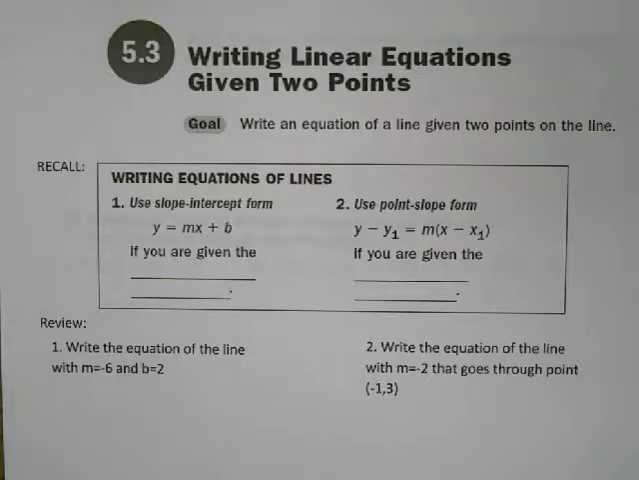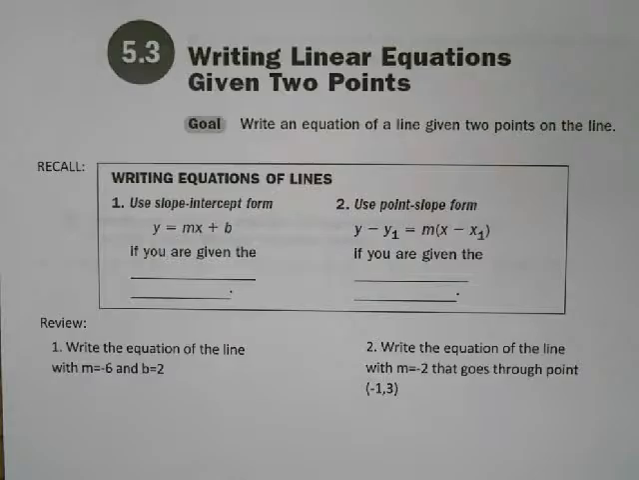Today's video is going to cover section 5.3, and just like we have been this whole chapter, we're going to be writing equations of lines. But today we're going to be writing equations of lines if we're given 2 points on the line. So we're still going to be using those same forms that we have learned, primarily point-slope form, but then rewriting into slope-intercept form. But we're basically just adding on a step here.